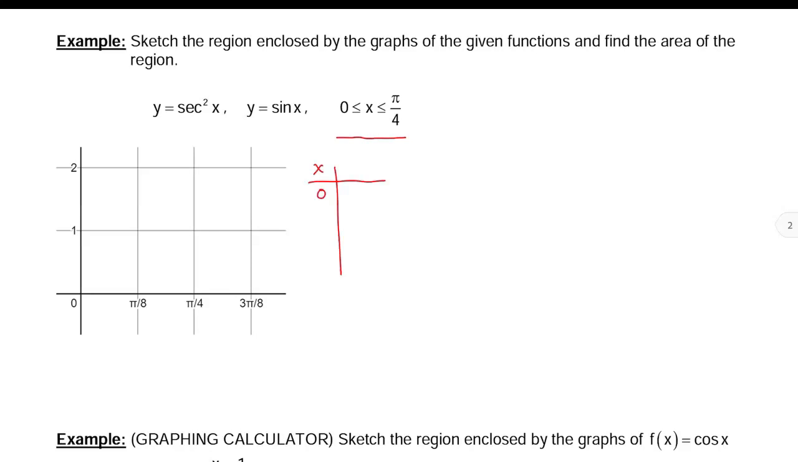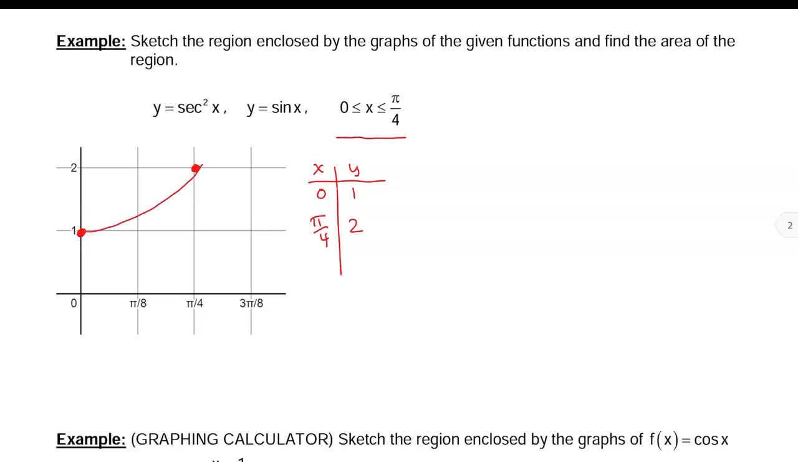The secant of 0 is 1, and 1 squared is 1. Now I'm going to try pi over 4. The secant of pi over 4 is the square root of 2, and the square root of 2 squared is 2. So I have 0, 1, and pi over 4, 2. Secant is increasing on that interval.